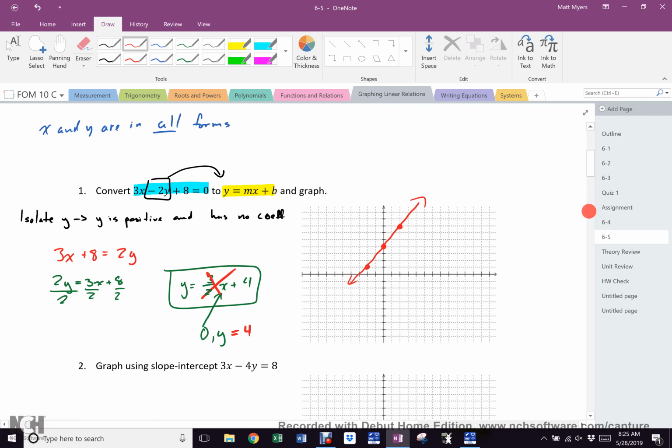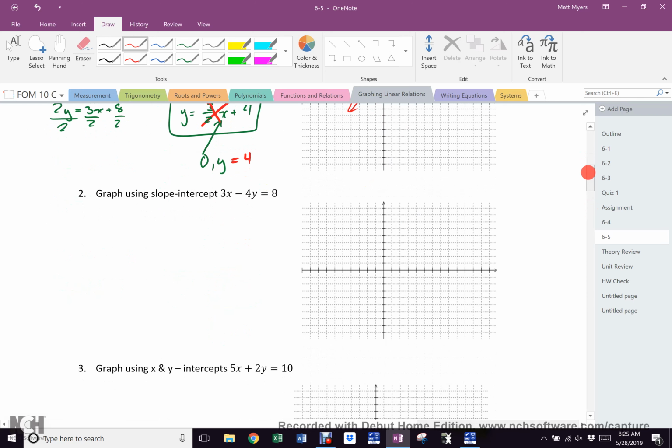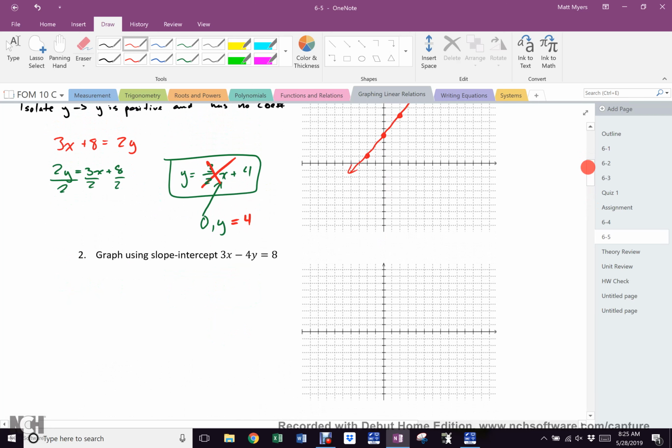All right, let's look at the next one. It looks very similar, doesn't it? It looks a lot like general form, right? But this is what we call, and don't ask me why we have to have two names for it, standard form. And standard form is ax plus by equals c.